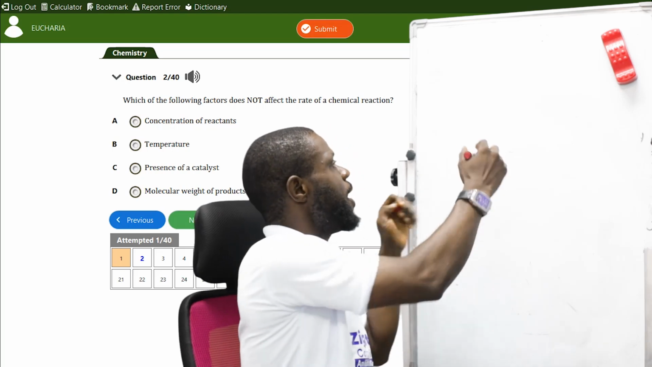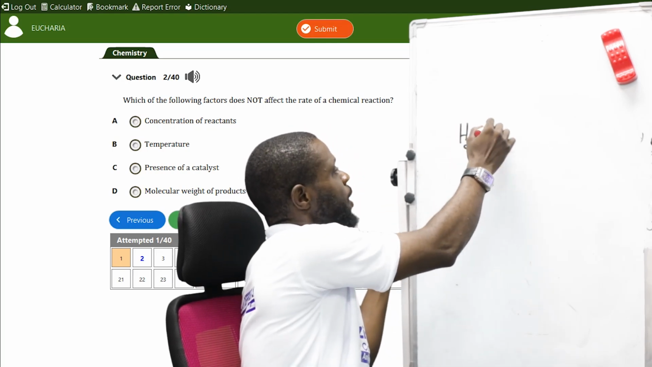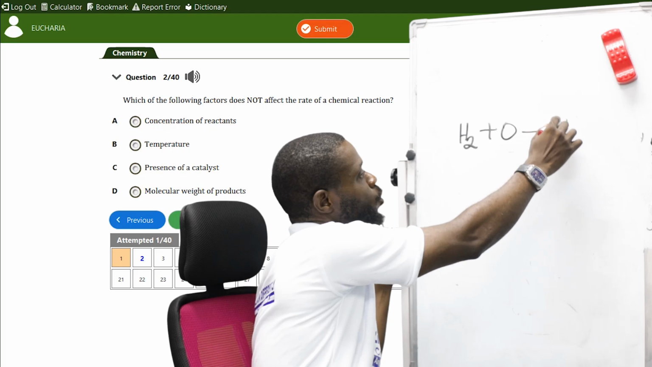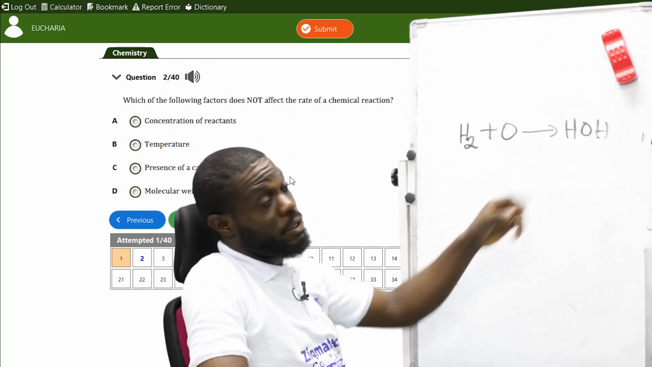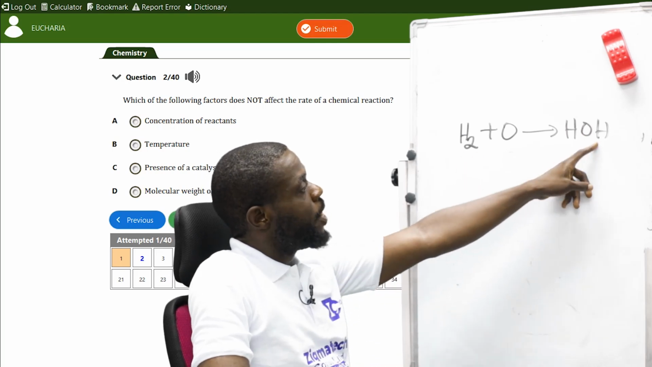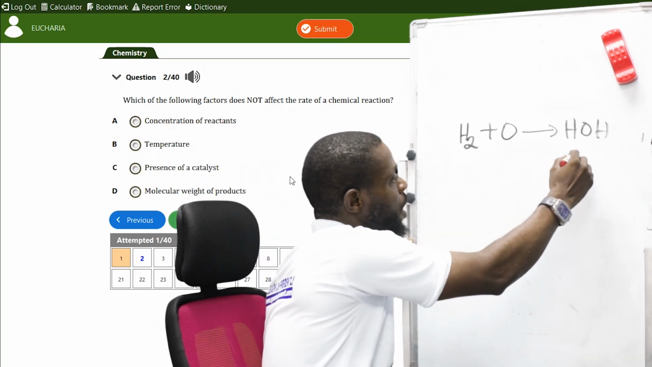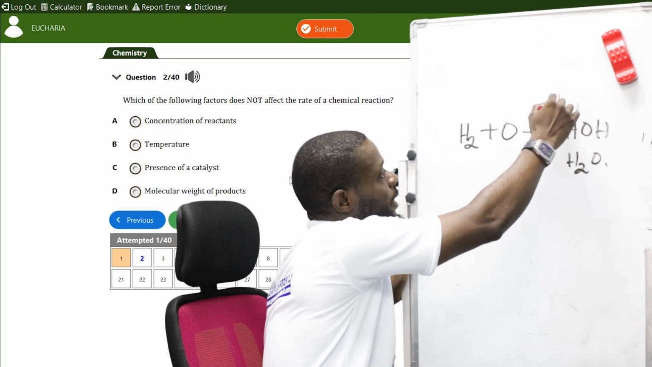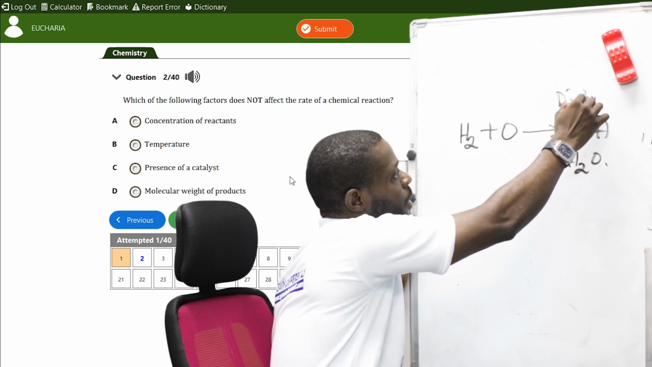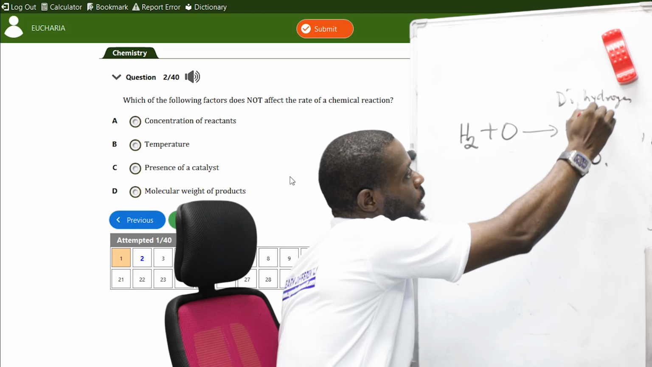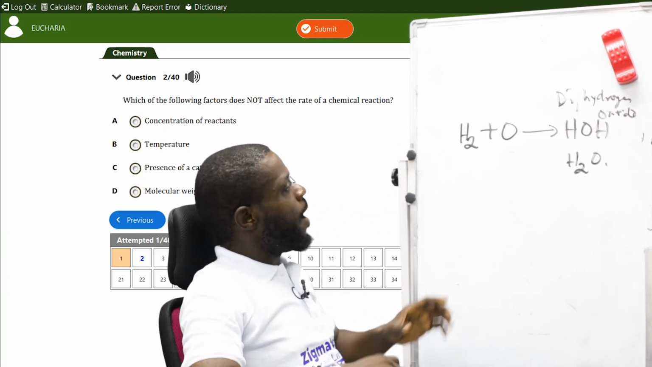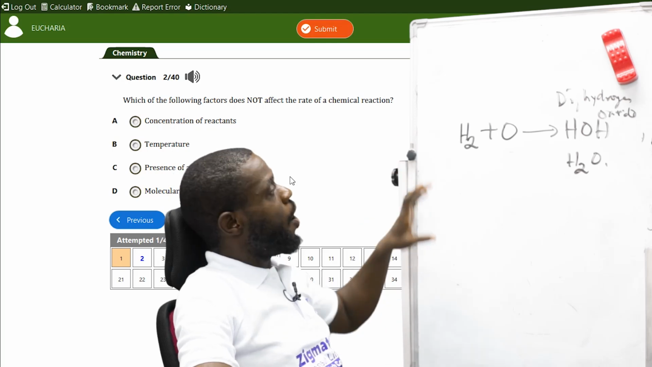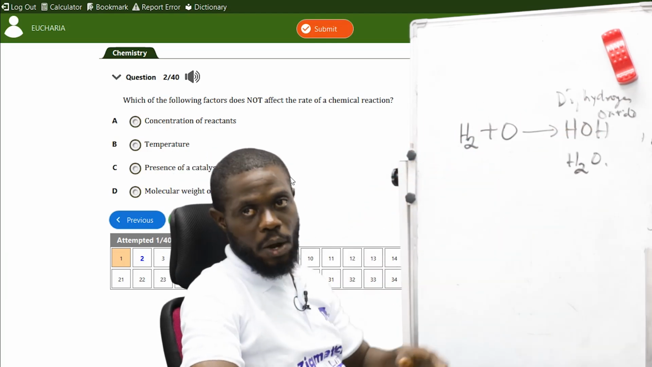For example, let's say this is hydrogen molecule reacting with oxygen to give us this. I know you'll be confused when I wrote this. This HOH is still the same thing as H subscript 2 O. This is dihydrogen oxide. It's still the same thing as water. Now, if you check, there's a transformation of hydrogen and oxygen to water.